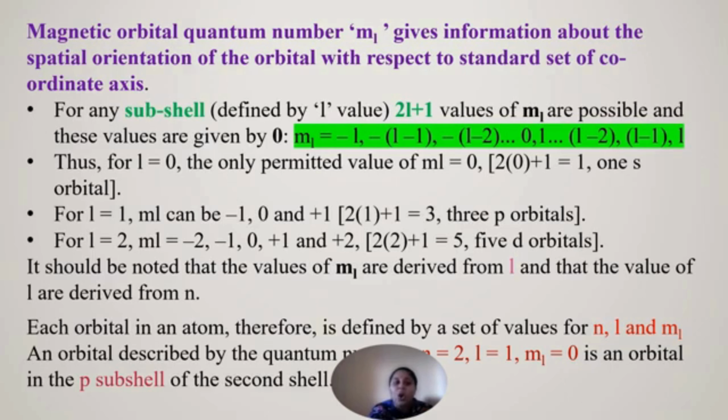Each orbital in an atom is therefore defined by the set of values of n, l and ml. The orbital described by the quantum numbers n equals 2, l equals 1, ml equals 0 is an orbital in the 2p subshell. So this example of l equals 1, ml equals 0 and n equals 2 corresponds to the p subshell.